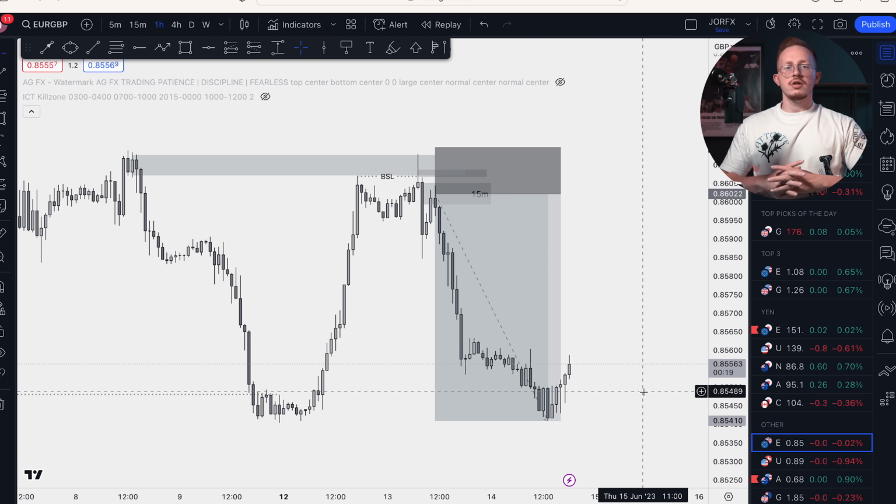So what do you need for this strategy? Basically only 4 simple things. First of all, we are going to determine our market structure. Are we going bullish? Are we going bearish? I want you to do that on the daily, the 4-hour and the 1-hour.